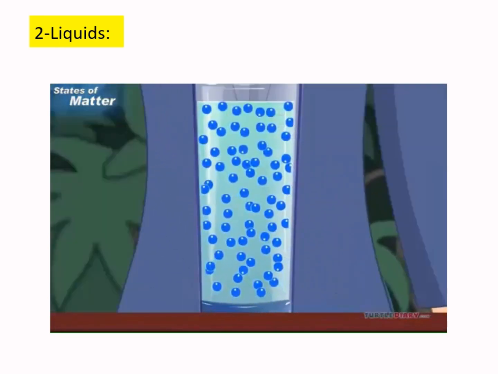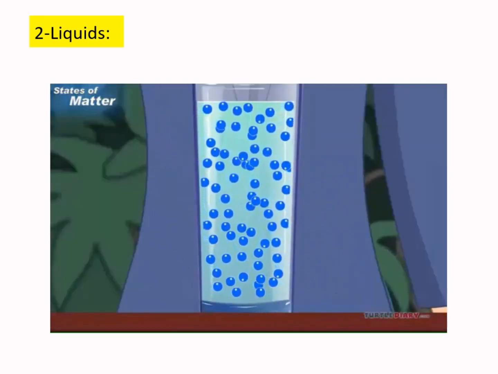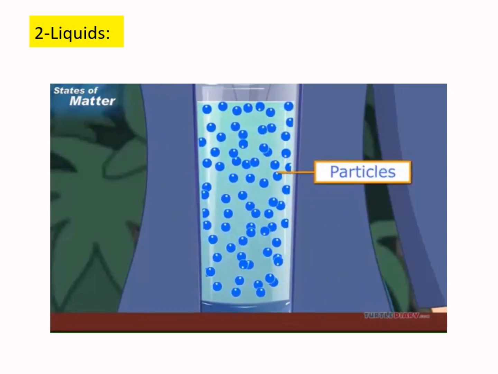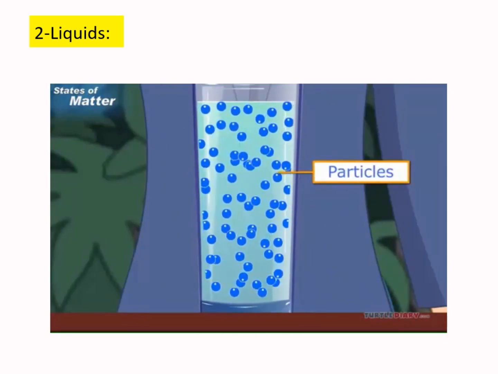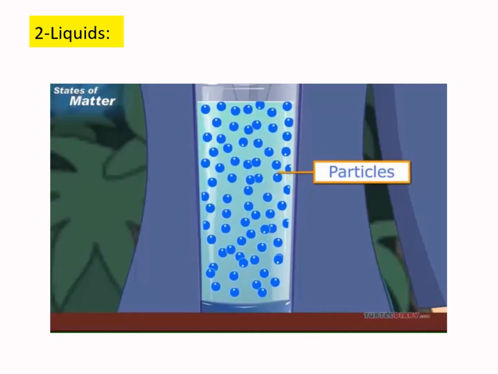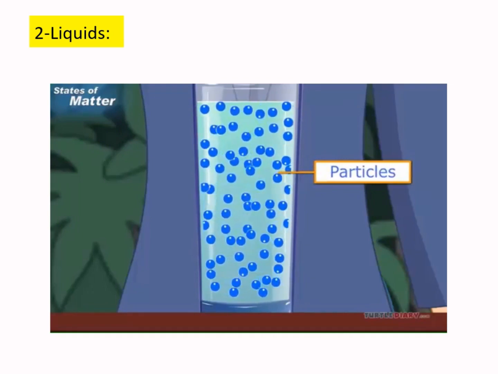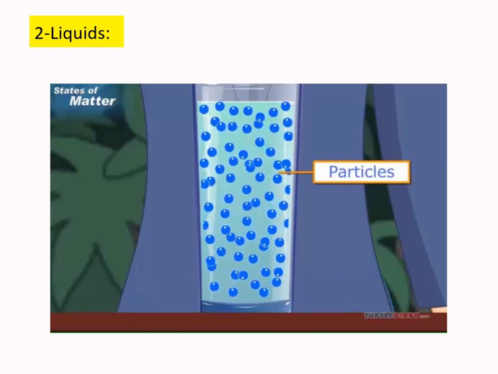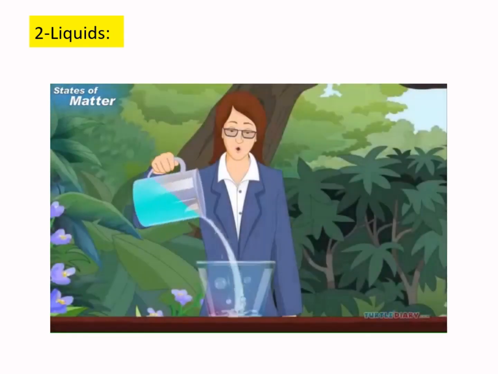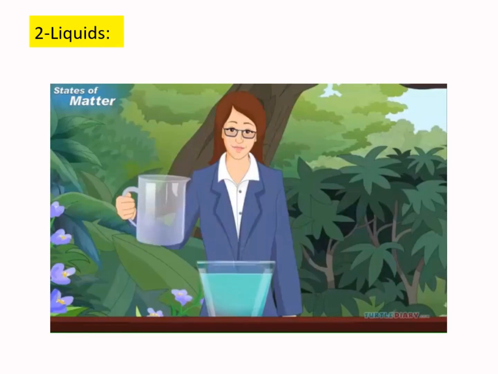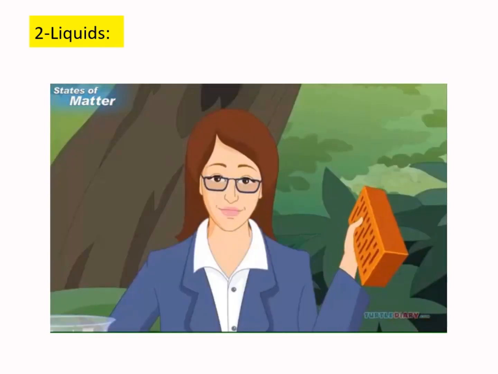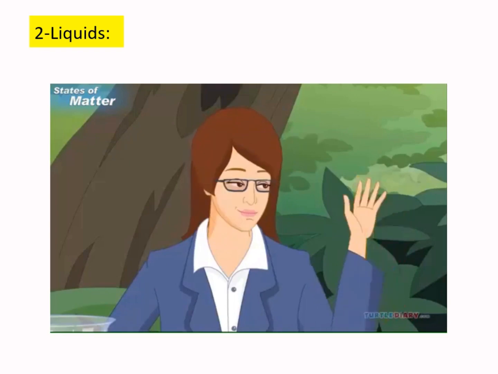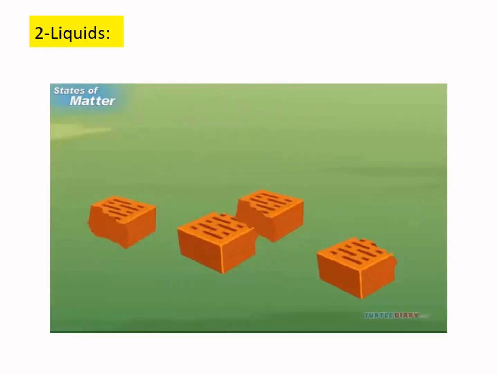Liquids are also made of little pieces called particles. The particles of a liquid are held together loosely. They move and slide across each other. When you pour water, it flows into a container. It's not like a solid. Solids tumble and bang into each other.